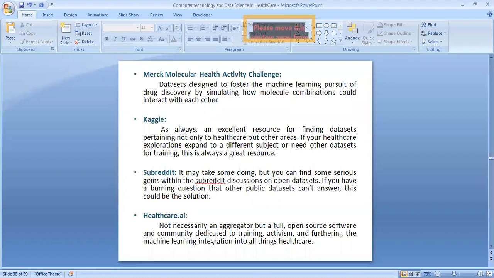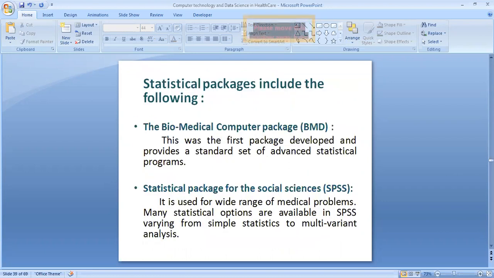All those can also be found using the subreddit, where they have the provision of a discussion, so that an interactive knowledge sharing is possible on this particular platform. Then we have healthcare.ai, wherein again the usage of artificial intelligence is contributing to a greater level to computational biology. Then we have several packages that can be used for handling the analysis of data.